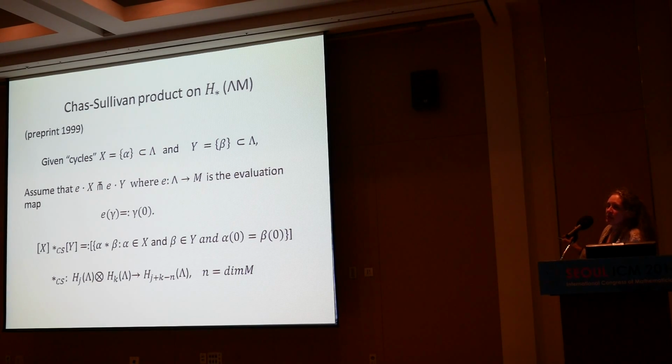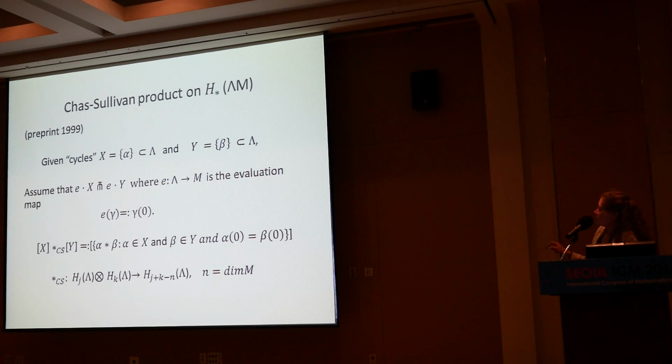And again, I'm going to pretend that cycles are just subsets of the manifold, although I'm going to assume in a minute that they're actually submanifolds. So I'm going to assume that the base points of x and the base points of y are transverse. E here is the evaluation map that evaluates a loop at the base point. 0 here is the base point of the circle. That's what the role of 0 is playing here. And so again, this means that the base points of x and the base points of y are transverse. And under that condition, here's the definition of the Chas-Sullivan product. It's represented by the space of all loops of the form alpha star beta, where alpha is in x, beta is in y, and alpha of 0 is beta of 0. So they have the same base point.